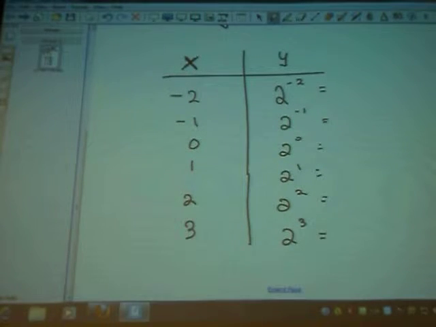So our variable is our exponent? Your variable is your exponent. Okay. So each time you're multiplying by that number 2, however many times. Okay? And that's what you're always going to see in an exponential function, because your variable is in your exponent. That's what makes it exponential.